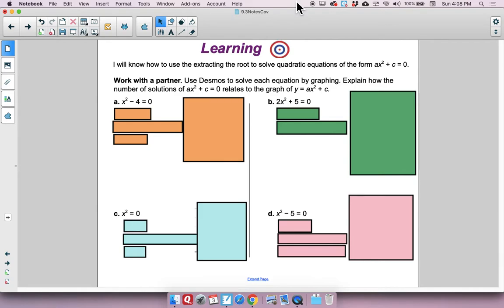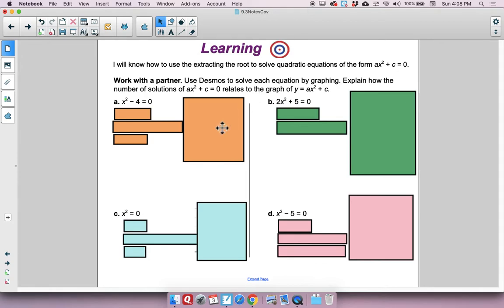Okay? All right, so you're not going to probably work with a partner, but if you have someone around that wants to do it, awesome. Feel free to use Desmos. So go ahead and go onto Big Ideas and pull up Desmos using the math tools. You know where to find that by now. Okay, use Desmos to solve each equation by graphing. Explain how the number of solutions of ax squared plus c equals 0, each of these will be in that form, relates to the graph of y equals ax squared plus c. So I'll do the first one with you.